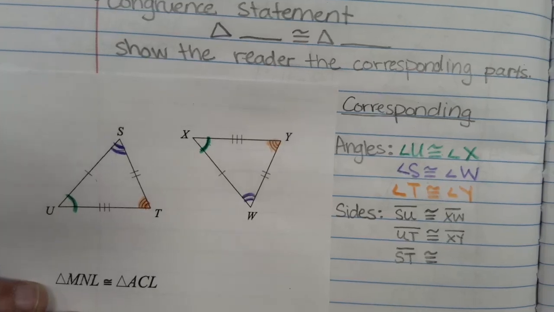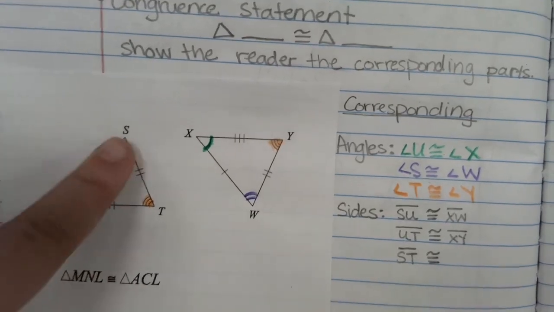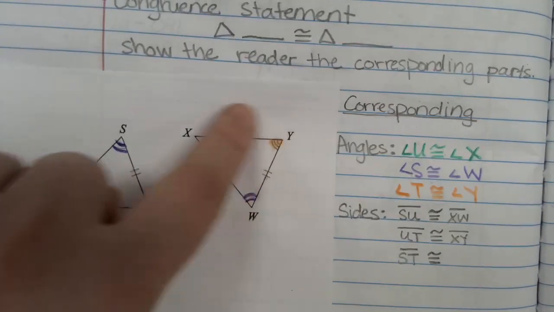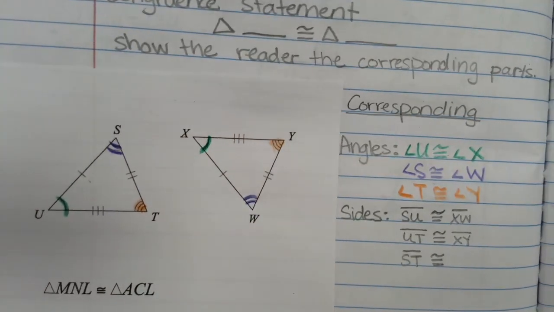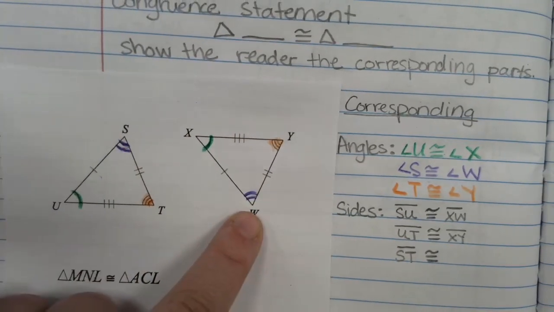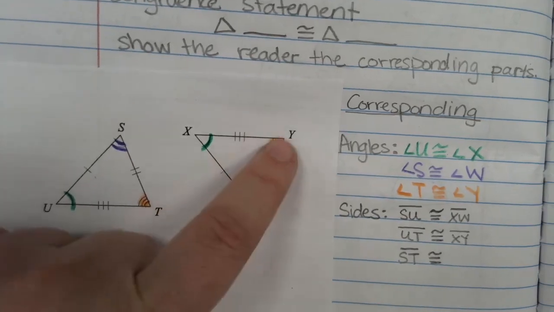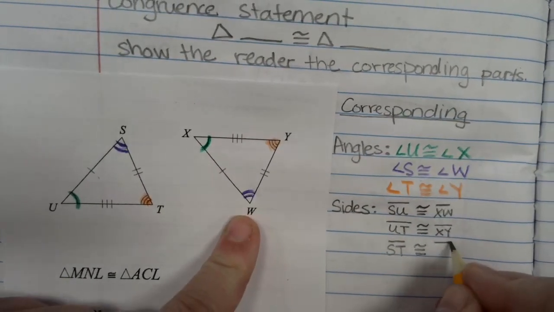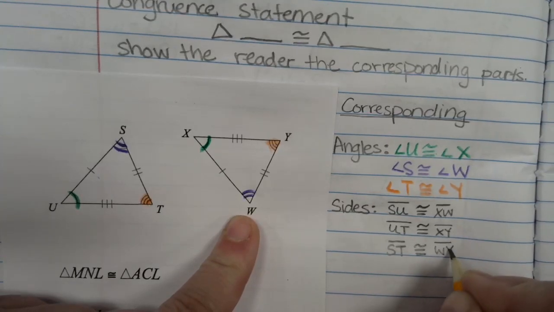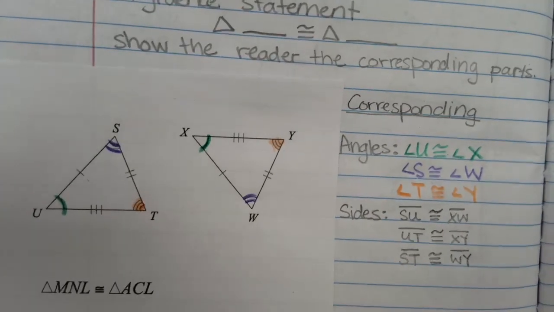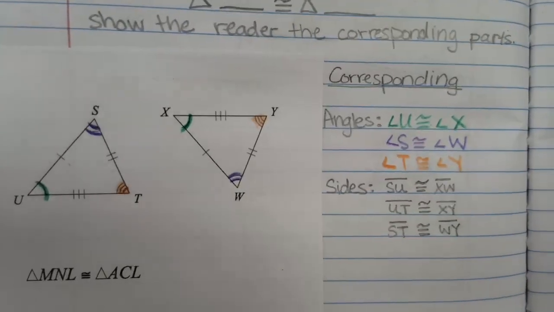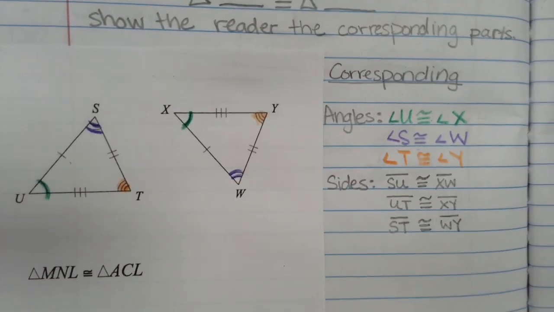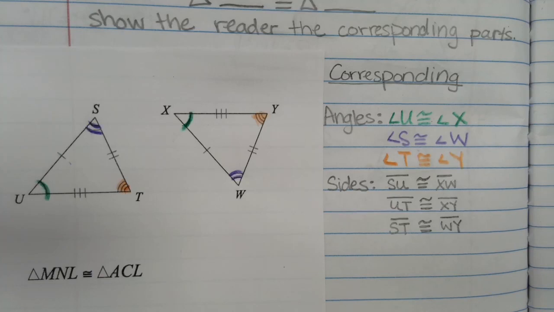Now, if the tick marks weren't there, I know that ST matches with what angles over here? S matches with W, T matches with Y. So ST would match with WY. So even if we can't see the tick marks or they're not written there for us, we can always match it with the angles it's connecting. It's going from what point to what point, and how did that angle match with another angle.